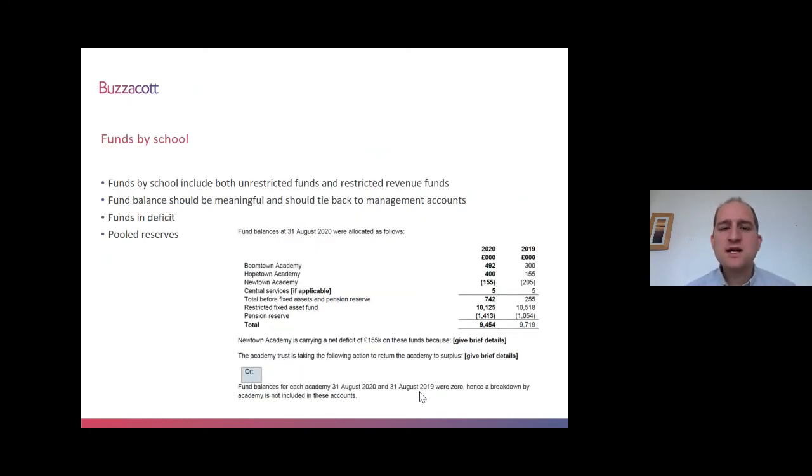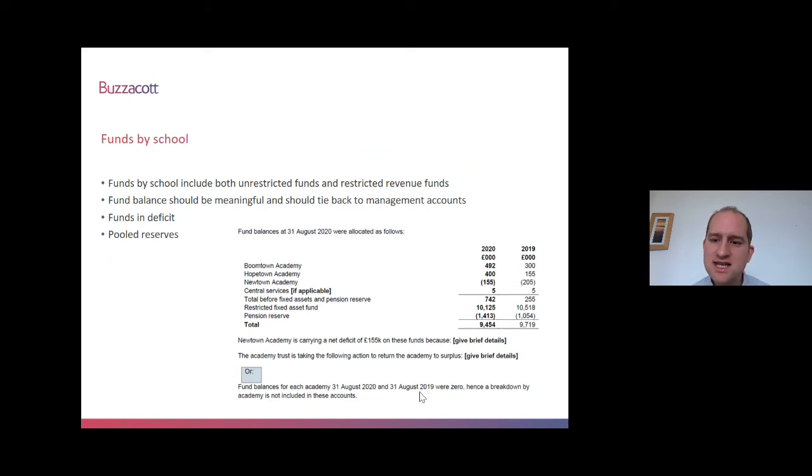Just looking at the funds by school. If you're a multi-academy trust, you have to split down the funds by the individual schools. Again, we've got a copy and paste of the note to the Coketown accounts here, which breaks down the fund balances by school. These capture those restricted revenue funds and the unrestricted funds. So these are made up of unrestricted funds, GAG, startup, and other things that are reported in this fund balance by school.